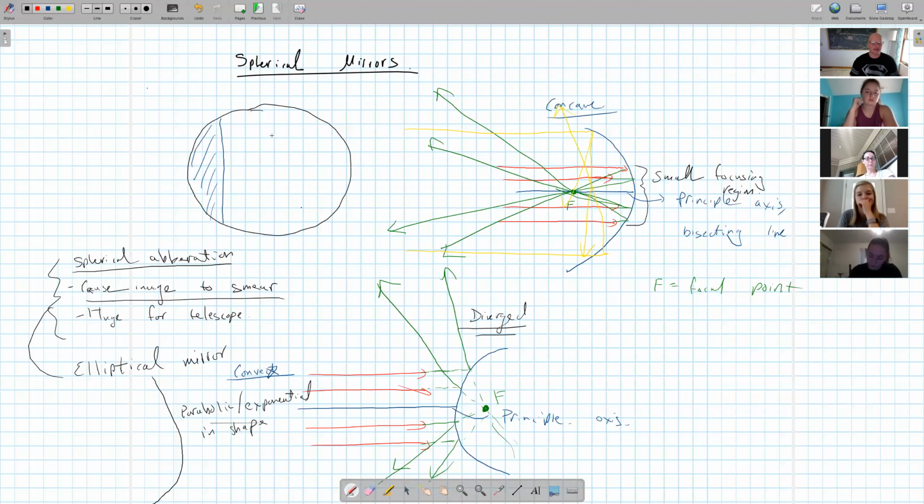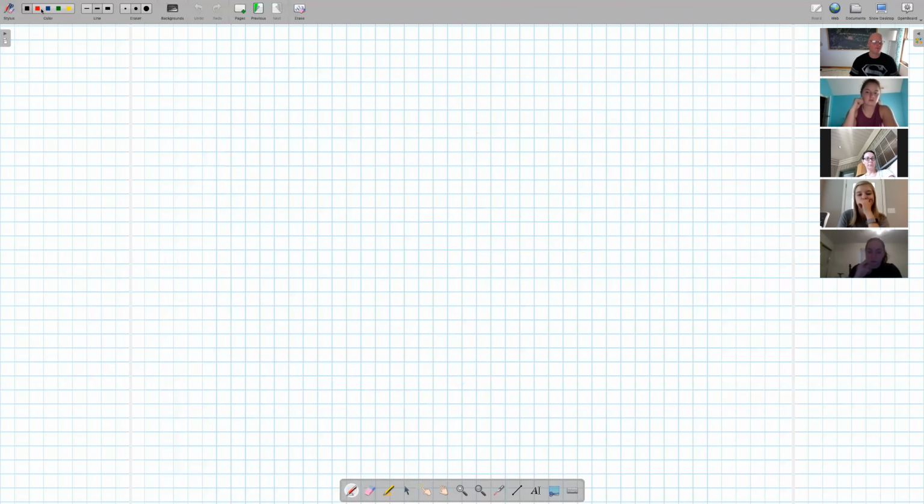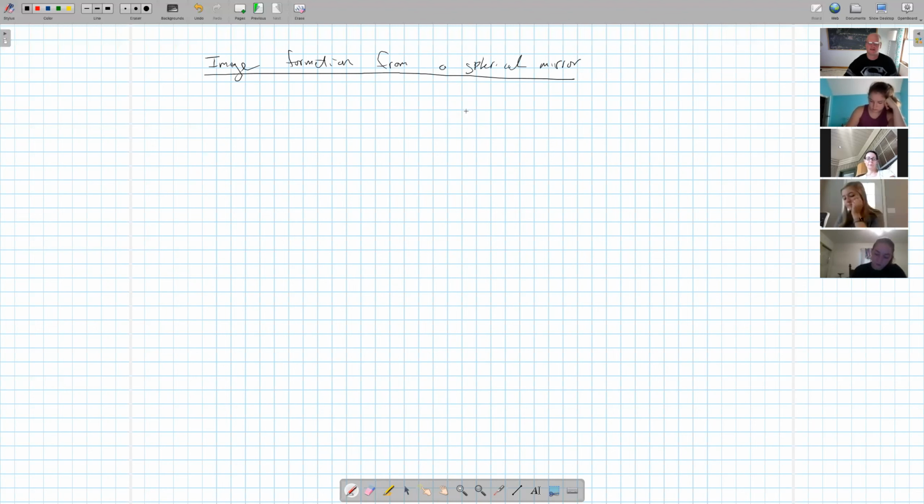So now we want to know, how do we create images from these spherical mirrors? What is the image formation from a spherical mirror? Let's draw a couple cases first. For now, I'm going to concentrate on concave. So let's talk about concave and how we actually do that. I'm going to warn you ahead of time, these are probably going to be some ugly drawings, but we're going to do our best.